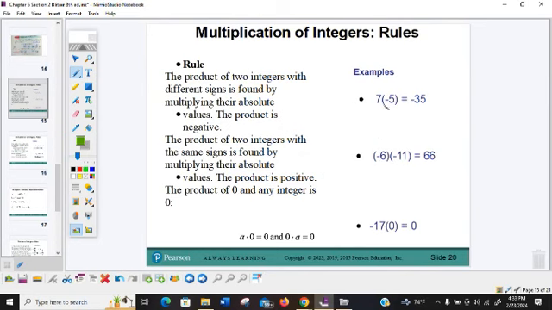For instance, if you have a positive 7 times a negative 5, well, 7 times 5 is 35. When one of them's negative, the answer is negative. But with this one, negative 6 times negative 11, well, 6 times 11 is 66. But when you have two negatives and you multiply or divide, your answer is positive. So just remember, if one of them is negative and not the other, the answer is negative. If they're both positive or both negative, the answer is positive. And anytime you multiply by 0, you get 0.